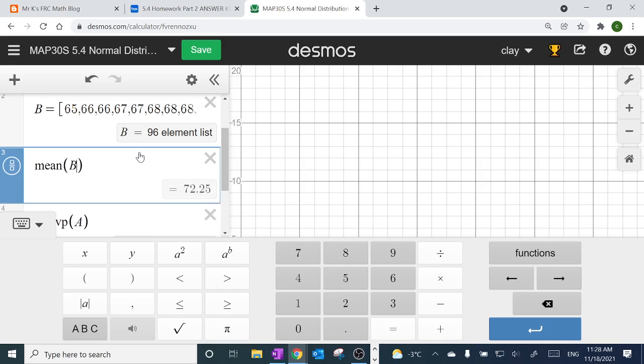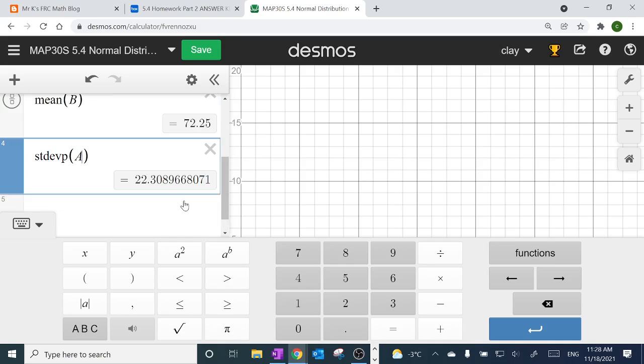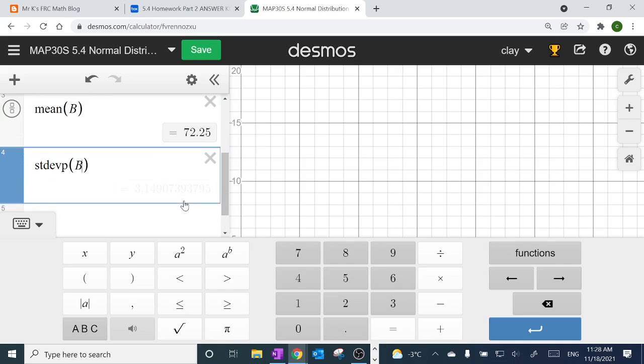So Shift B, and I can find the standard deviation for this data. Shift B, and there we go. Same as the numbers that we got here.